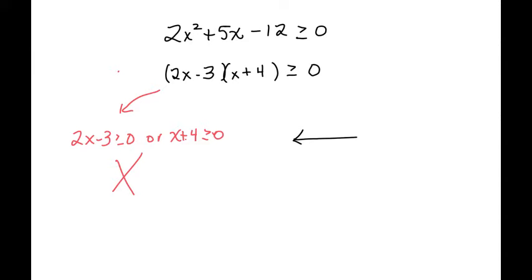So in the sign chart, we are going to put on the number line the two values that make this 0, which we determined would be 3 halves and negative 4. So I'll put a big 0 above both of those.